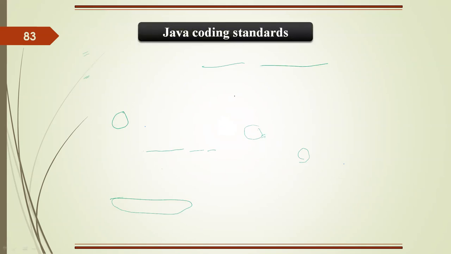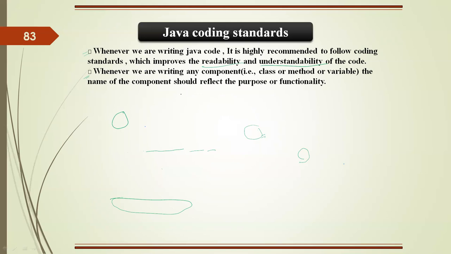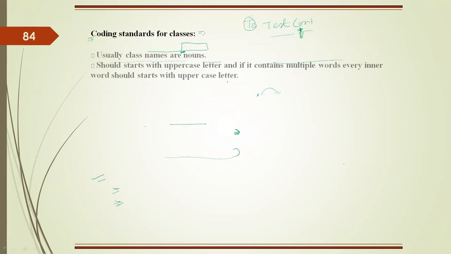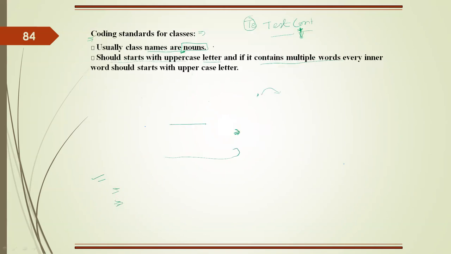Java coding standards we have. Whenever we are writing Java code, it is highly recommended to follow the coding standards. For classes, class names are usually nouns. Nouns should start with an uppercase letter, and if they contain multiple words, every word should start with an uppercase letter.